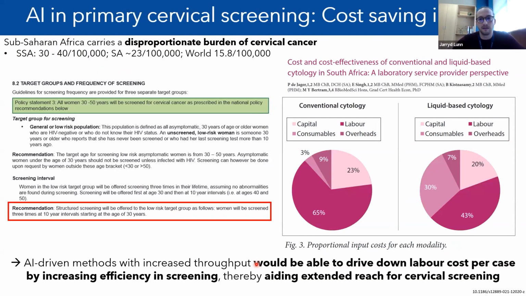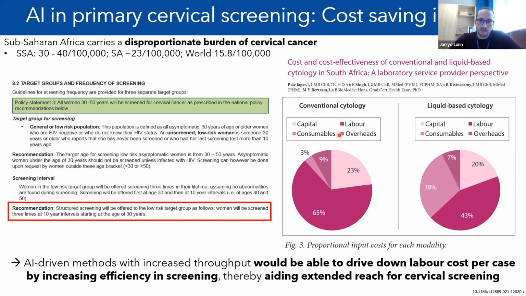And if I think about it in a South African or sub-Saharan context, this is where things get exciting. So sub-Saharan Africa carries a disproportionate burden of cervical cancer. South Africa has implemented screening, and so our numbers are looking better, but still nowhere near world averages. In South Africa, our recommendation and our screening programs offer structured screening for women 3 times in their lifetime. That's once every 10 years at 30, 40, and 50 years. And the aim is to detect 66% or to decrease the load of cervical carcinomas by 66%.